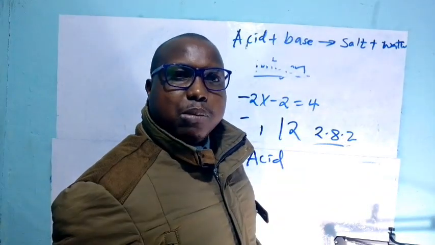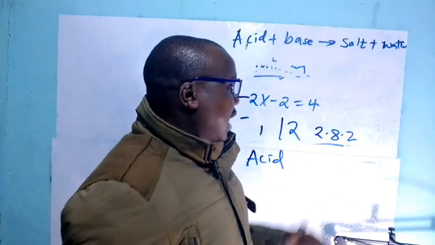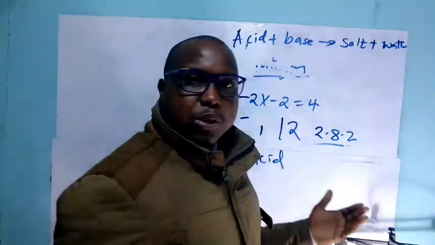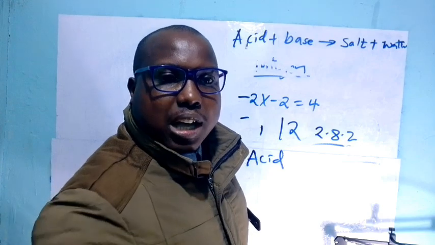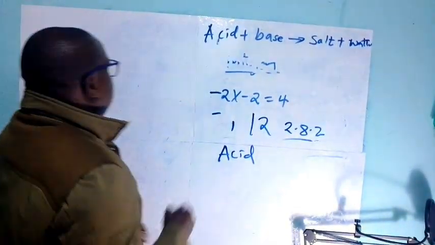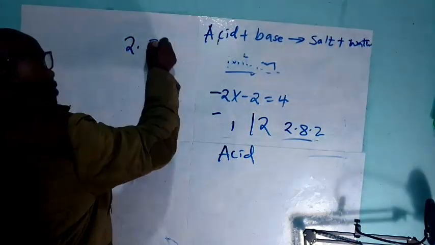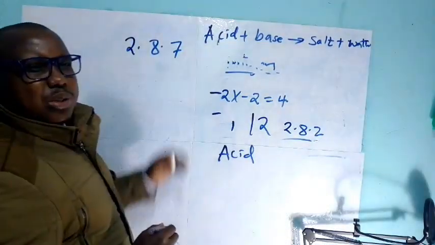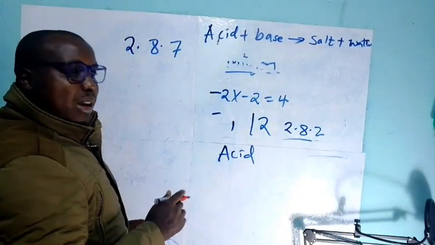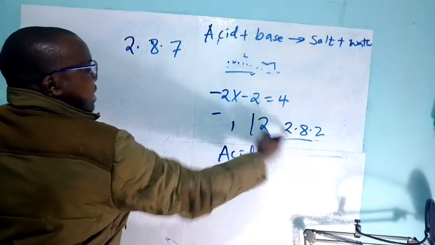Now, in the first 20 elements, somebody will ask you, do you know which of the first 20 elements are metals and which are non-metals? How will you tell the difference? Which ones are metals and which are non-metals? How do you tell? You simply write the electron configuration. If I write this electron configuration, this one is automatically a non-metal. How?